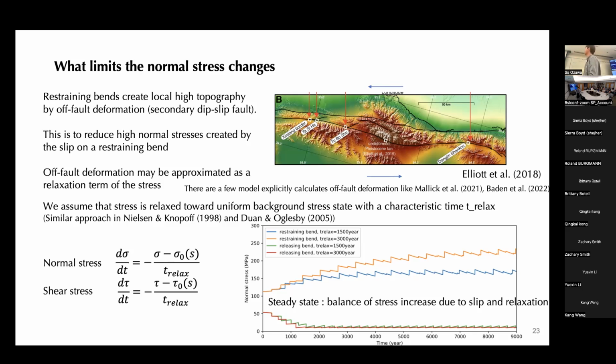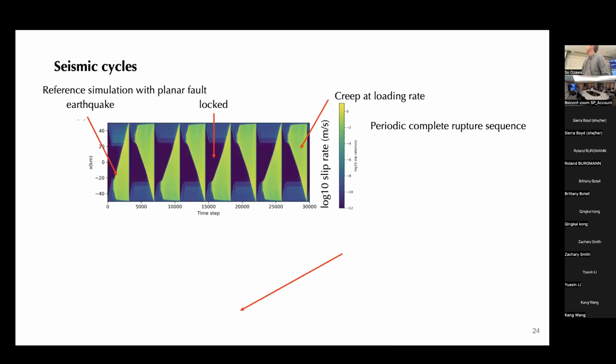So this is the way we do earthquake cycle simulation using nonplanar faults. There are some other ways to do similar things, like Nielsen and Novo and Johan and Oglesby. Although they are not earthquake cycle simulations based on the latency prediction, the idea is similar. So I'm now switching to the results.